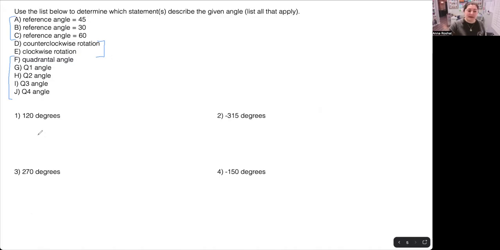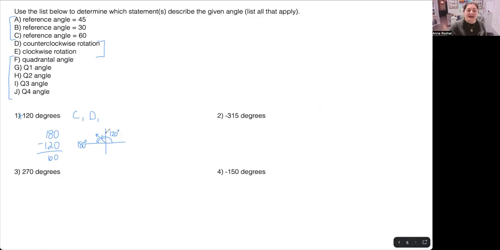120 degrees actually has a reference angle. We're going to take 180 minus 120 to get 60. So my reference angle is 60. The reason I know that is because I know 120 degrees will end up being here. That means this is my reference angle, and I know that this is a straight line, so I'm going to take 180 degrees minus 120. I also know that this is a positive angle, so that means I'm going to rotate counterclockwise, moving in that direction. So that means I'm going to have a rotation of D.